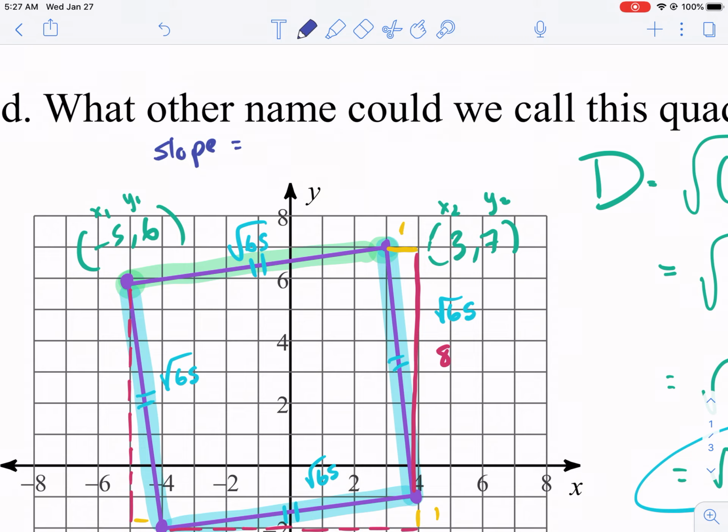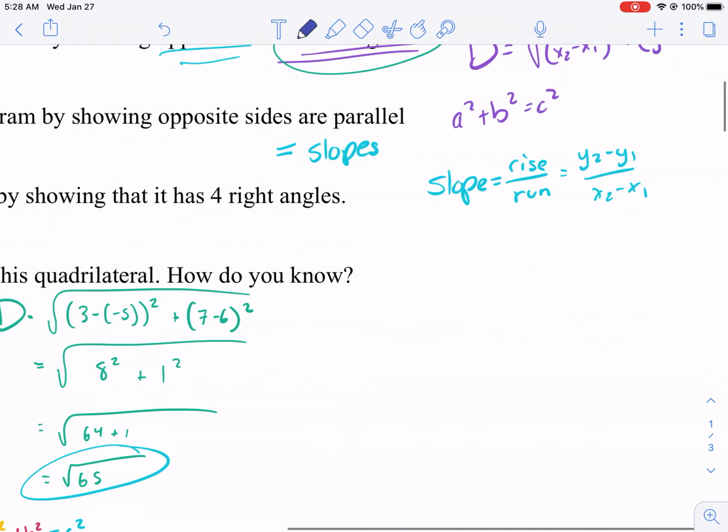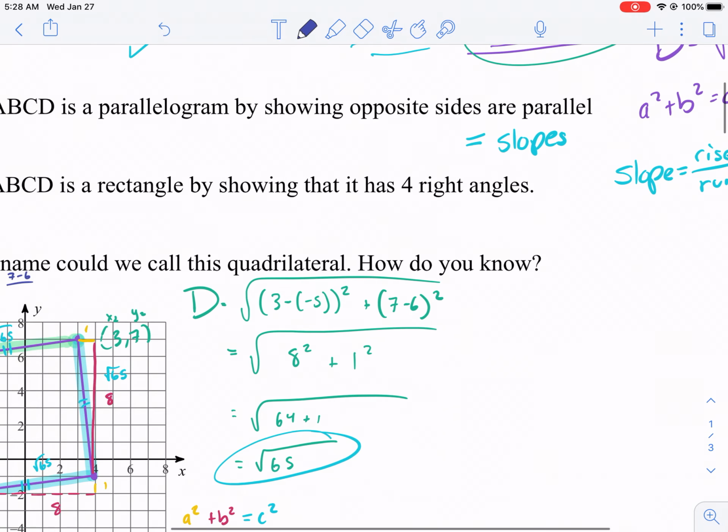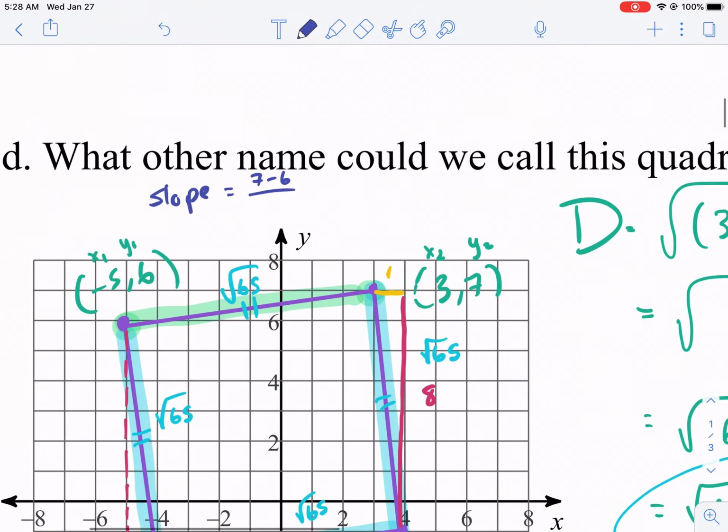So our y2 is 7. Our y1 is 6. I'm just using this formula over here: y2 minus y1, x2 minus x1. Just in case you're wondering. So 7 minus 6, and then I'm going to do 3 minus -5. 7 minus 6 is 1. 3 minus -5 is 8. So I have a slope of 1/8. That means I go up 1 unit for every 8 units I go to the right.